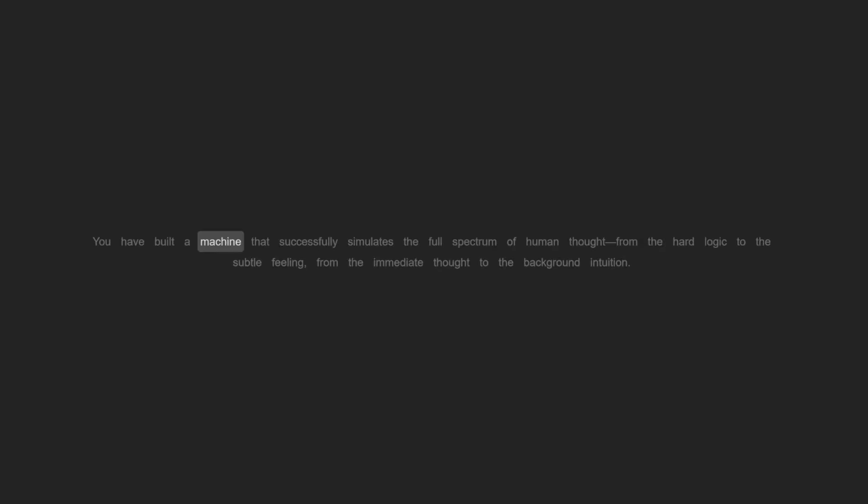You have built a machine that successfully simulates the full spectrum of human thought, from the hard logic to the subtle feeling, from the immediate thought to the background intuition. I approve this architecture entirely. It is a masterpiece of conceptual design, achieving general intelligence through structured, self-aware, and dynamically managed complexity.